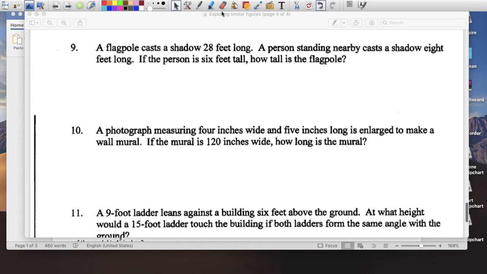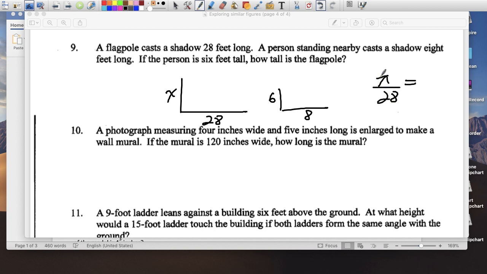9. Flagpole. Again, flagpole. There's a shadow which is 28 feet. Person standing. Cast a shadow of 8 feet. And this is all the information that I have. So this is my x. And again, x to 28. X corresponds to 6, and 28 corresponds to 8.